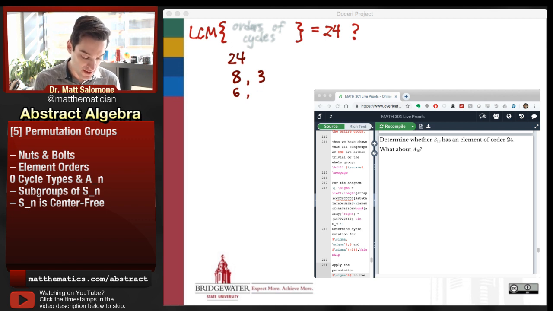So if I want 6, I actually need to go up to 8 before the least common multiple of 6 with that thing is going to equal 24. So you kind of get the idea of what I could do. I could just list a bunch of different possibilities.